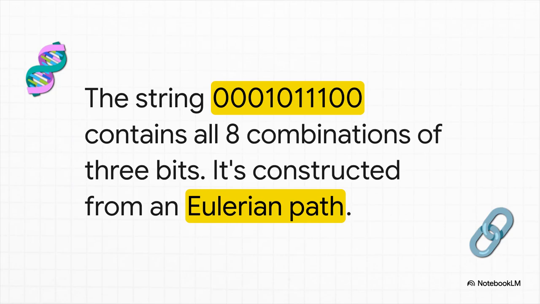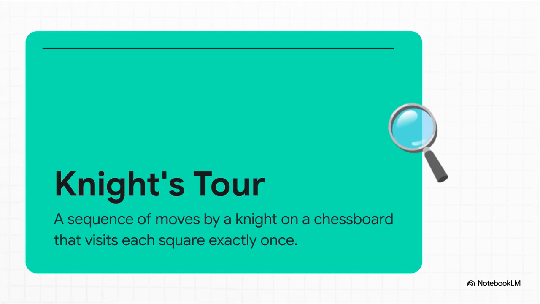So this little 10-character string right here, it's called a De Bruijn sequence. It looks kind of random, but if you take a 3-character window and slide it across, you'll find every single 3-bit combo in there. 000, 001, 010, all of them. It's generated by finding an Eulerian path in a very cleverly designed graph. Pretty neat, huh? And now for our hard twin, the Hamiltonian path.